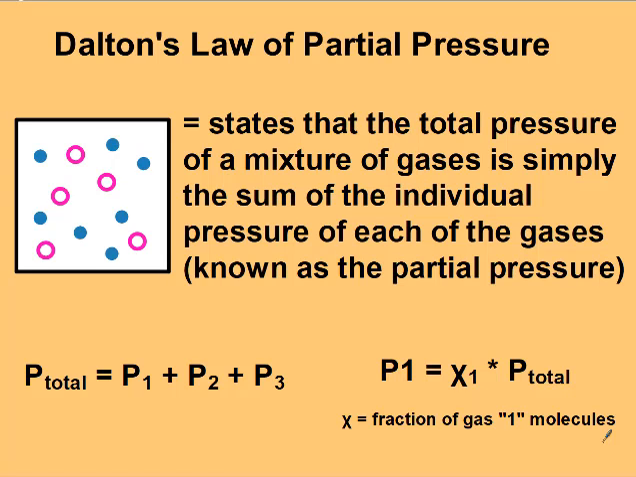Dalton's law of partial pressure states that the total pressure of a mixture of gases is simply the sum of the individual pressures of each of the gases. These are known as partial pressures. Like in this container, we have two gases.